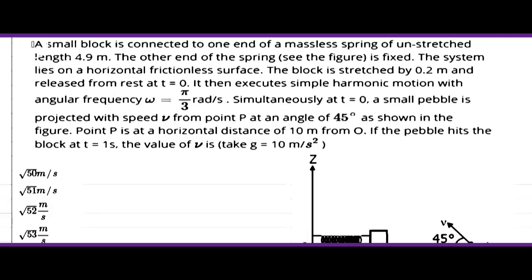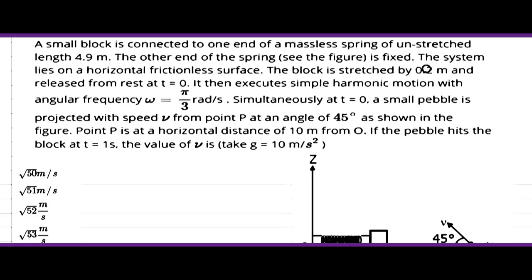The given question is, a small block is connected to an end of a massless spring of unstretched length 4.9 meters. Means we have a block here which is connected to a spring whose original or unstretched length is 4.9 meters. The other end of the spring is fixed. The system lies on a horizontal frictionless surface.